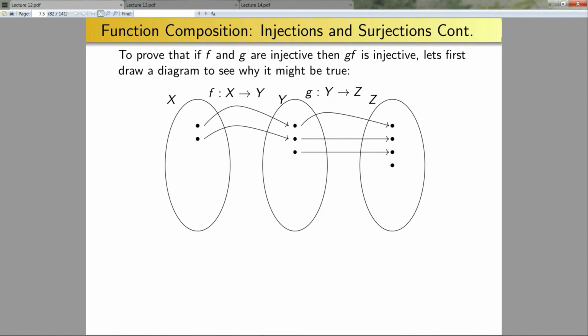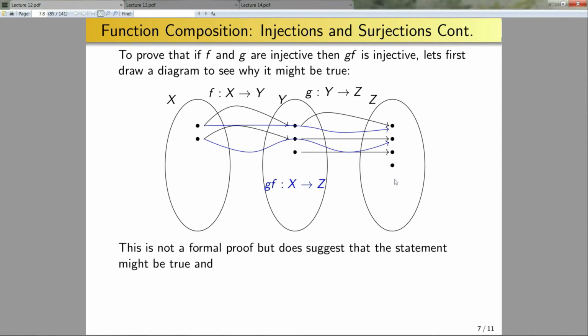So now if I consider the composition g of f, it's going to take this first point, go through here and map it over to here. It's going to take this point, go through here and map it over to here. Now, since f mapped unique elements to unique elements, and since g maps unique elements to unique elements, this composition must also map unique elements to unique elements. So again, this is not a formal proof, but it does suggest that the statement might be true, and it does give some hints on how to prove it.